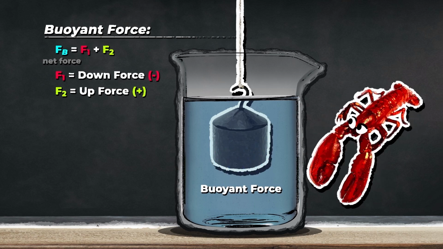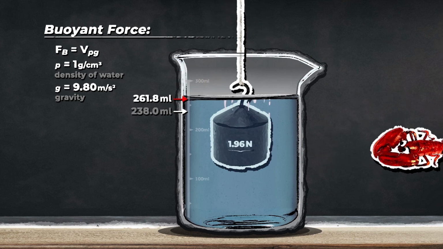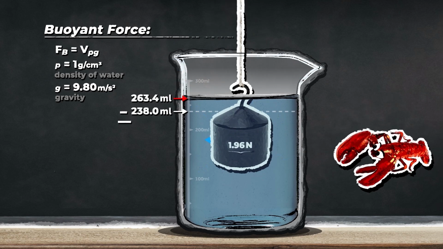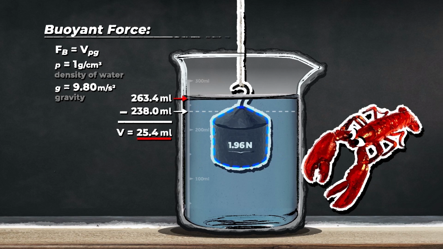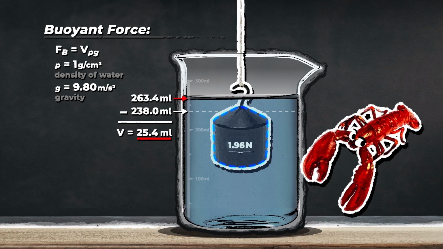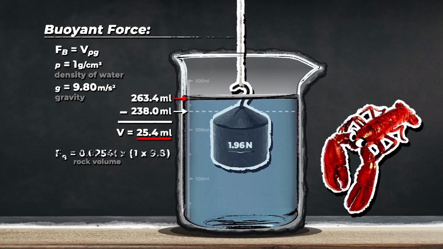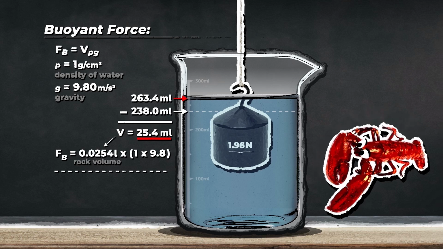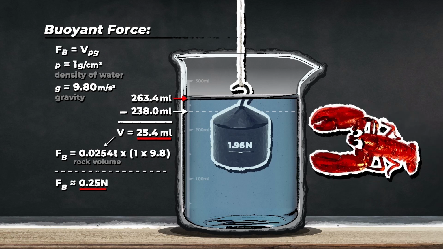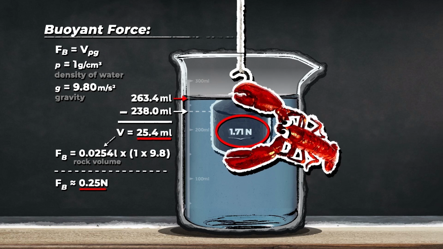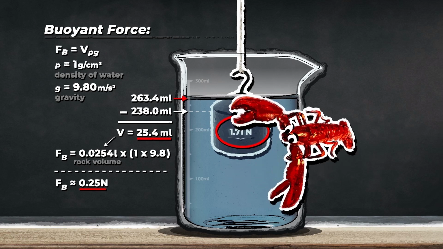The rock is also pushing away, or displacing, the water. This rock has a volume of 25.4 milliliters, so Archimedes' principle says that the buoyant force is equal to the weight of the volume displaced. That means the buoyant force would be about 0.25 newtons. So the rock is really only putting 1.71 newtons of force on the string.